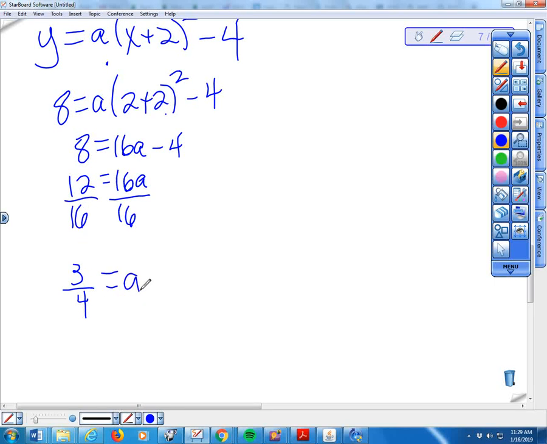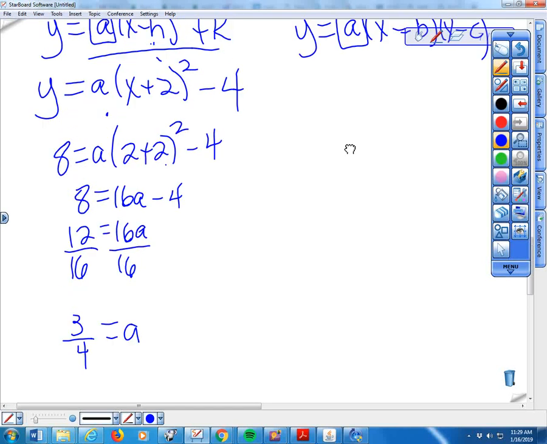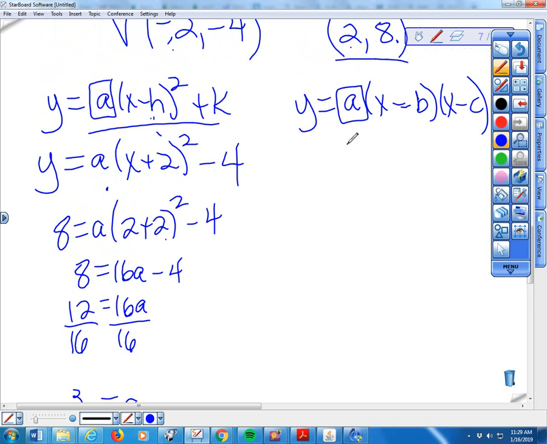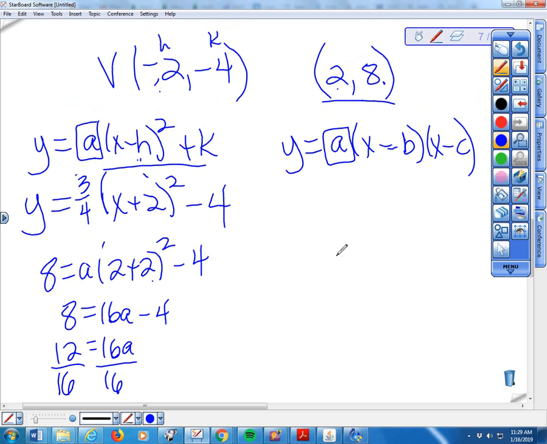A is 3/4. Now, to finish up, I'm going to go back up to this problem and replace a with 3/4. And now I've just shown you the quadratic that's represented with the vertex of negative 2, negative 4 that goes through the point 2, 8. It's this quadratic. And I can visualize what this is. Is it going to open up or down? Up. The vertex is going to be at negative 2, negative 4.